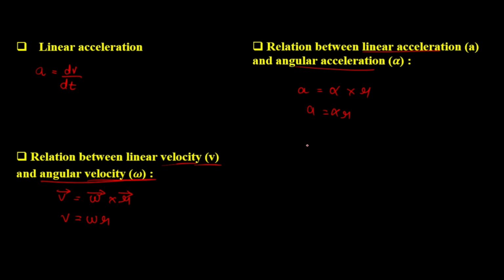Here we have omega is equals to 2 pi n, and this can also be 2 pi by T, where n is the frequency and T is the time period. Let me write over here, this is period, and this will be frequency. I hope you understand it.